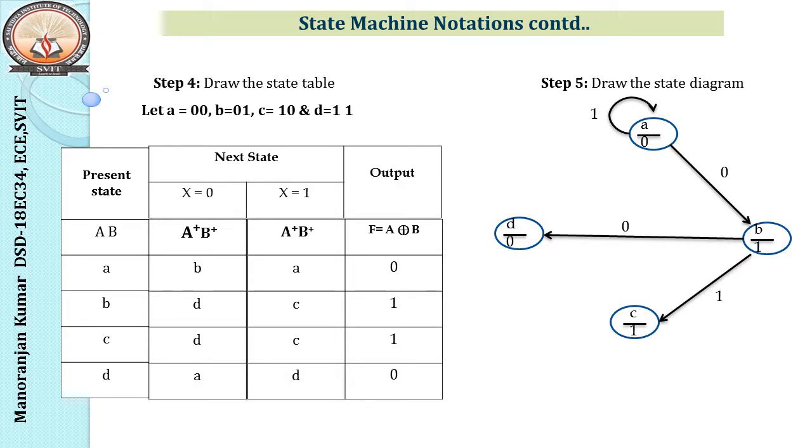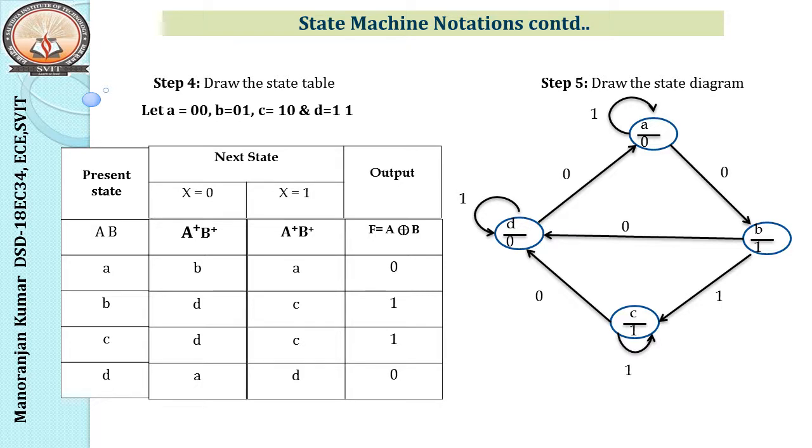Now we'll see present state C. For present state C, when input is 0, we are going to D, for the value 0. When it is 1, we will remain in C only. You can say this is C, remaining in C when input is 1. And in the same manner, from D to A when input is 0, and D to D when input is 1. So this is how we'll write the state diagram of the Moore model.